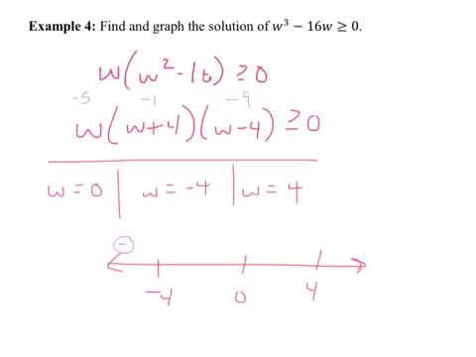Then we go into the second region over here, and we say, well, let's pick a number like negative 1. We'll plug in negative 1, we're going to have negative 1 here. Negative 1 plus 4 is positive 3. Negative 1 minus 4 is negative 5. So it's going to be negative, positive, negative. When we multiply those 3 numbers, we get a positive region here. Then we can test a number like positive 1. We get positive, positive, negative. So this region becomes a negative.